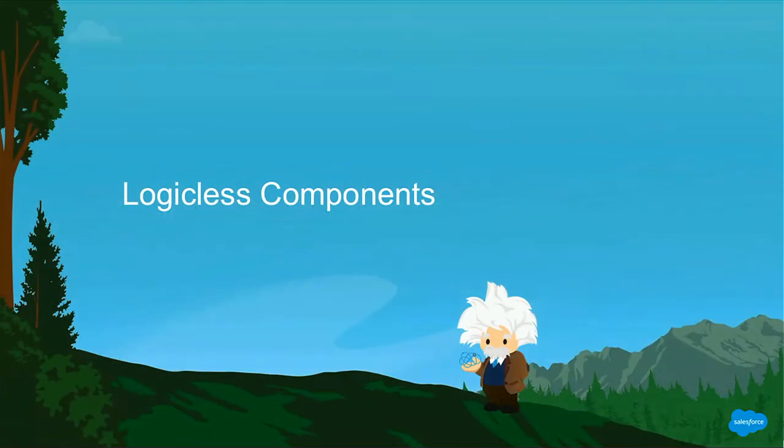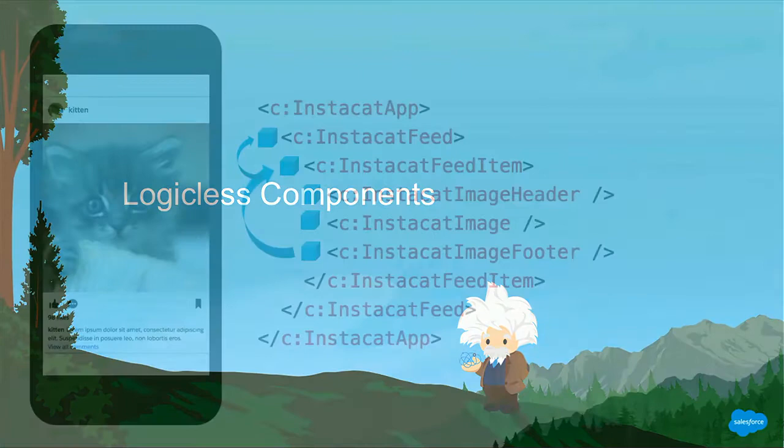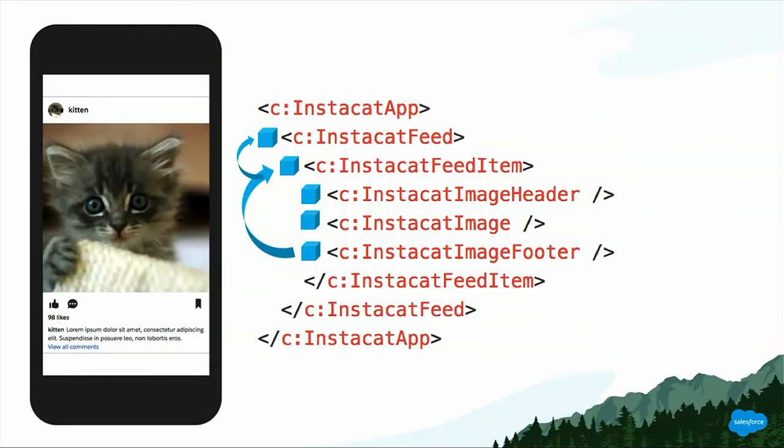Great. So the next thing we're going to talk about is logicless components. And I know that kind of sounds like an oxymoron because we're building an application that obviously has logic in it. But what I mean by that is if we look at this diagram here, each one of these blue boxes represents some controller code or some logic. And let's say something happens in the footer. You click a button, and it does some stuff, and it dispatches an event to the feed item.